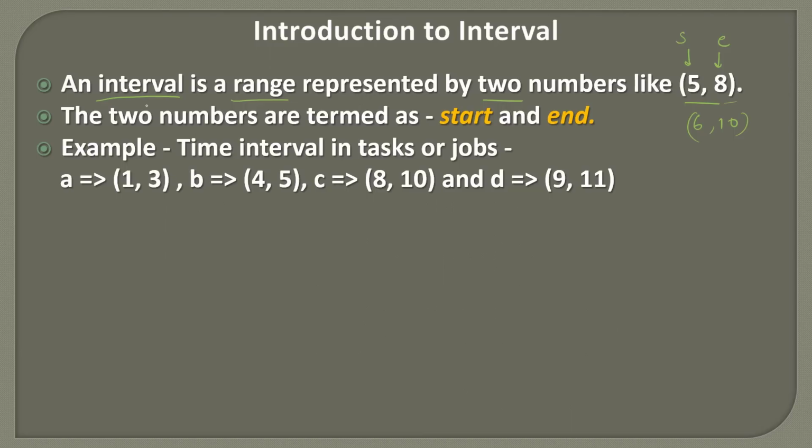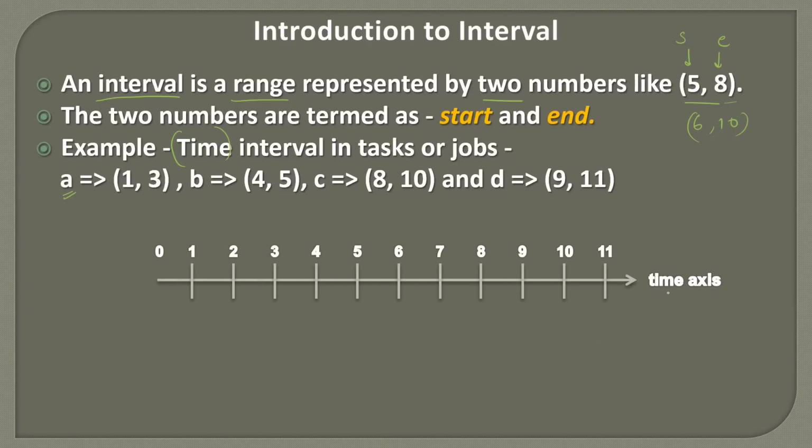Now usually when we talk about intervals, they are correlated with time. When it is related with time, the start and end can be any unit of time. It can be milliseconds, seconds, minutes. So here let's see the time intervals of a few tasks. Let's say task A has a time interval of 1, 3, B has a time interval of 4, 5, C has a time interval of 8, 10, and D has a time interval of 9, 11.